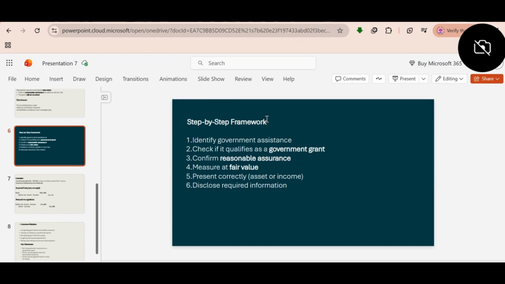Okay, here we have a step-by-step framework for IAS 20 government grants. First of all, we will identify government assistance, check if it qualifies as a government grant, confirm reasonable assurance, measure at fair value, present correctly as asset or income, and disclose the required information.